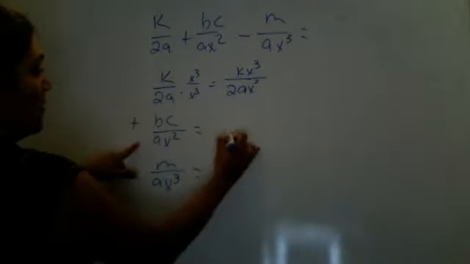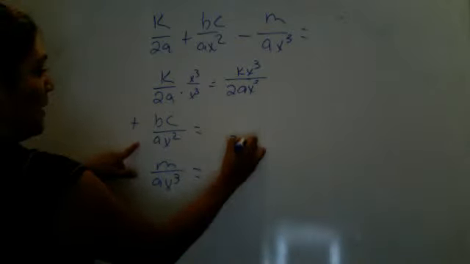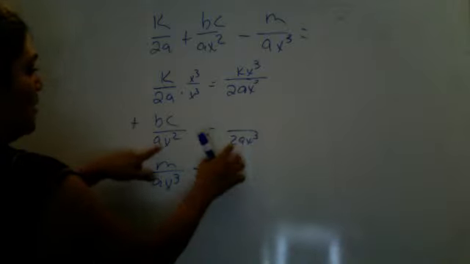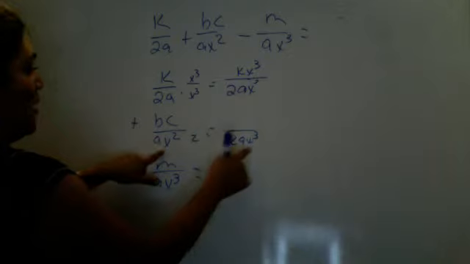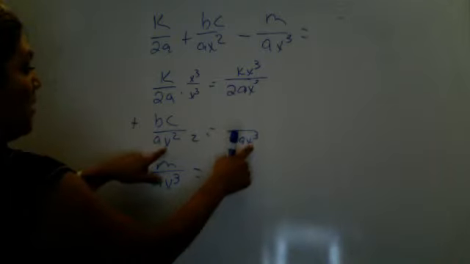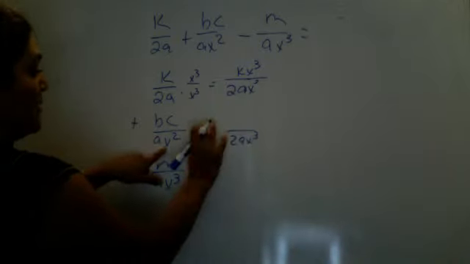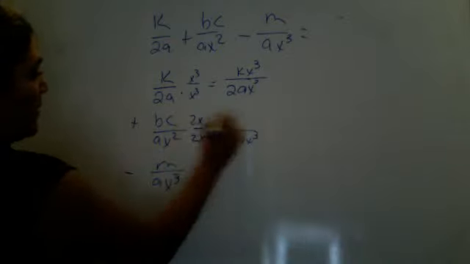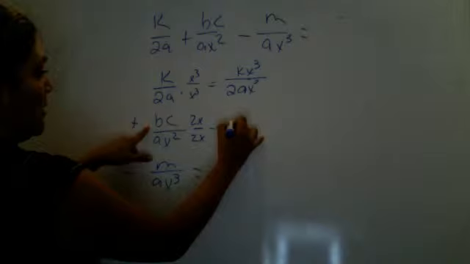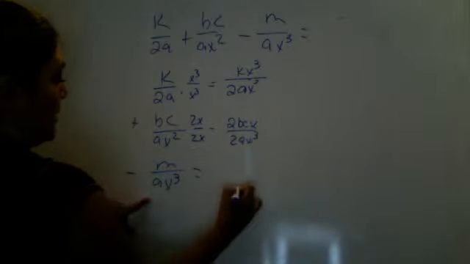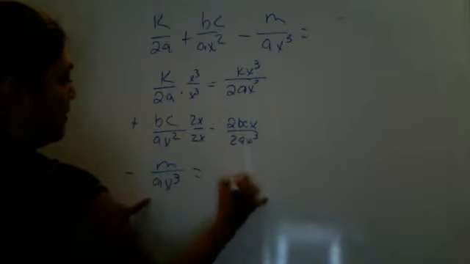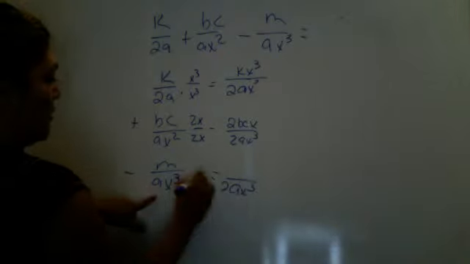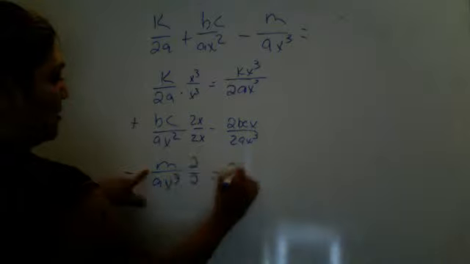Here, again, this is my LCD. I've got an a. I don't have a 2. And then I have an x squared and x cubed, so I multiplied it by x. Do you see that? I do the same thing. So you get 2bcx here. Then ax cubed, but I'm missing a 2, so I'm multiplying this by 2 over 2, or simply 2m.